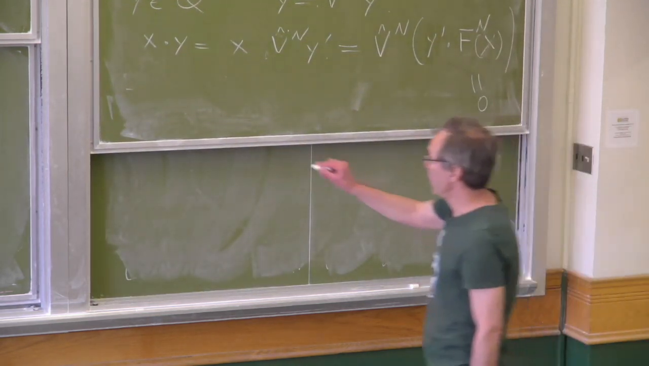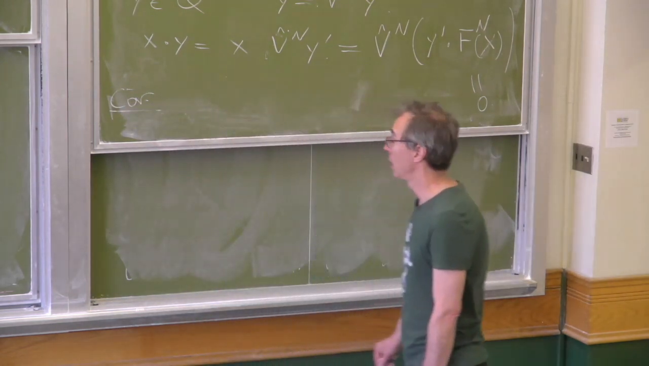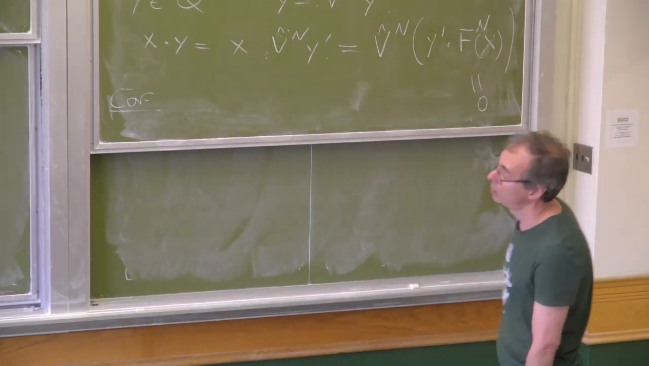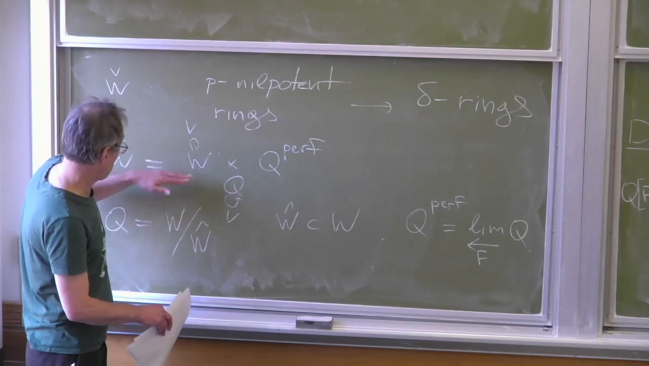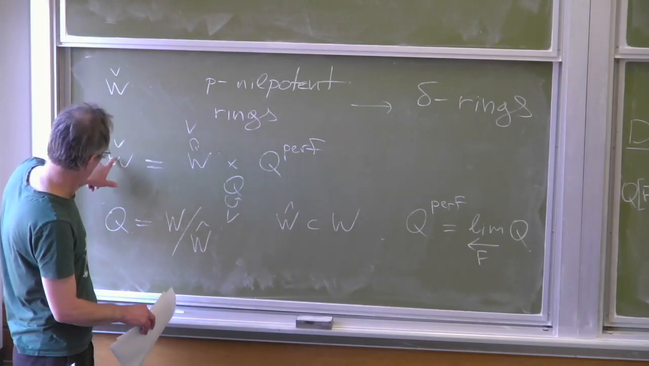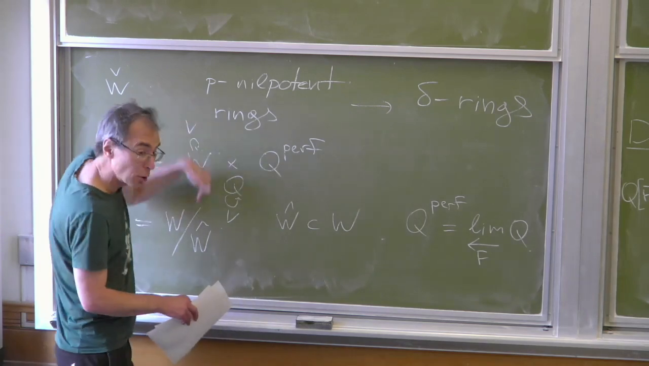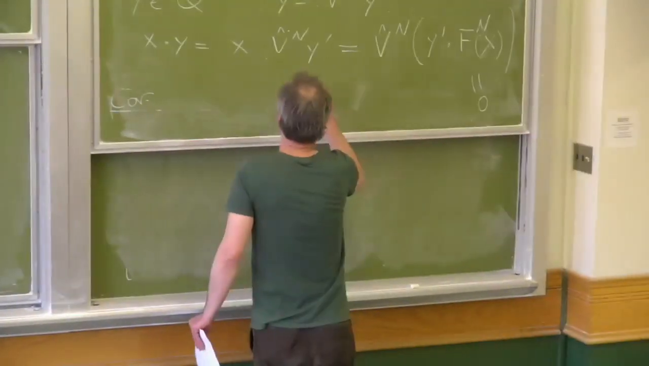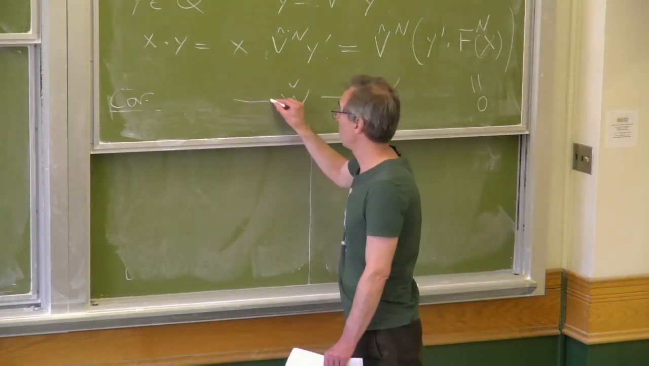So a corollary of this: we have introduced this recheck, and that is a map from W check to W. It's just the projection to the first factor. So I have a map from W check to W, and what is the kernel?